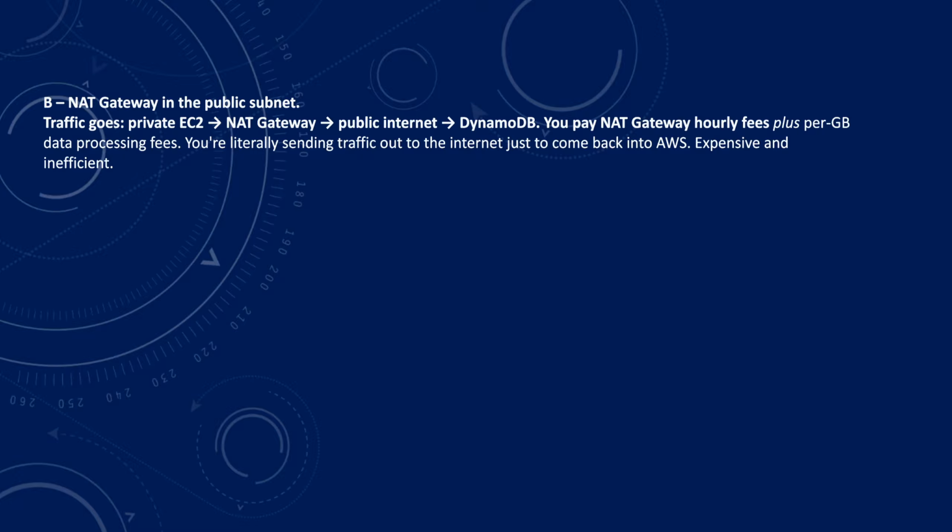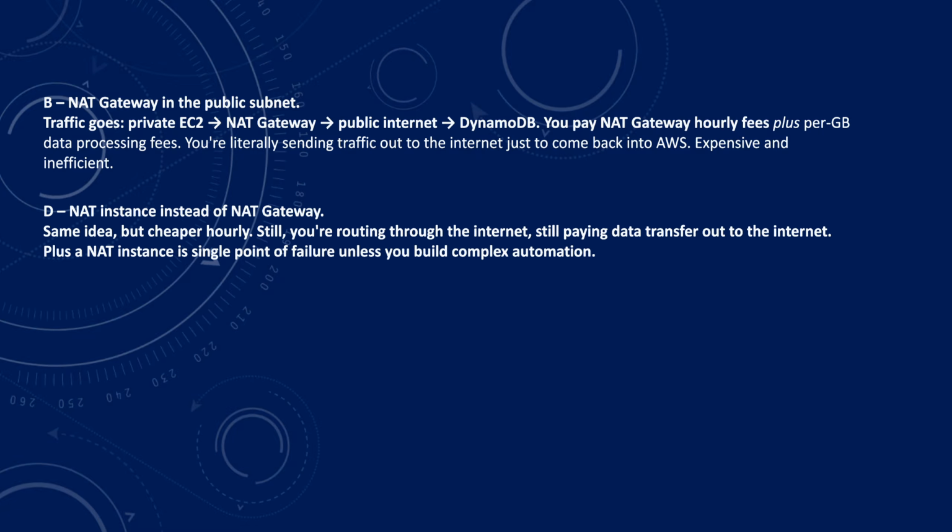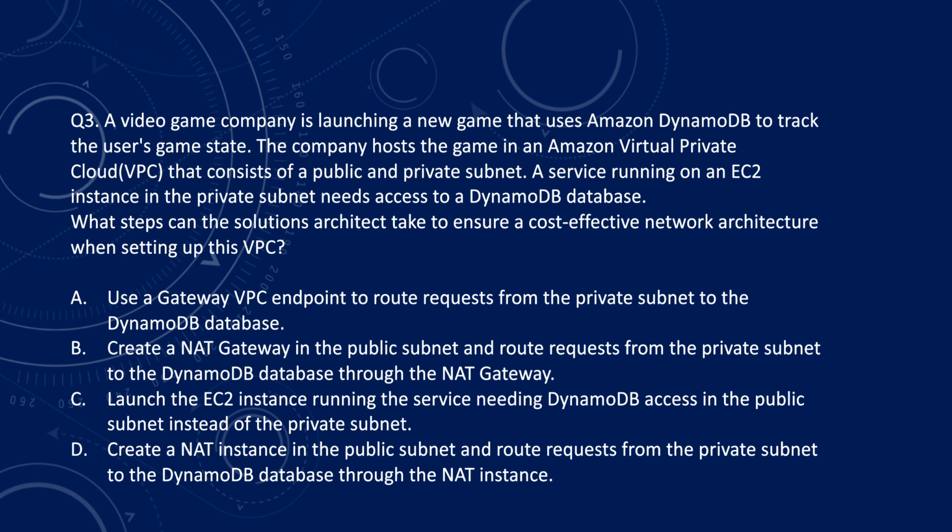Okay, so next we will see option number D, which is NAT instance instead of NAT gateway. Let's see the option. We have seen option number B, so next is option number D, which is: create a NAT instance in the public subnet and route requests from the private subnet to the DynamoDB database through the NAT instance.